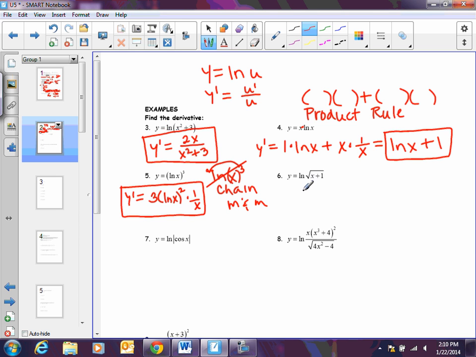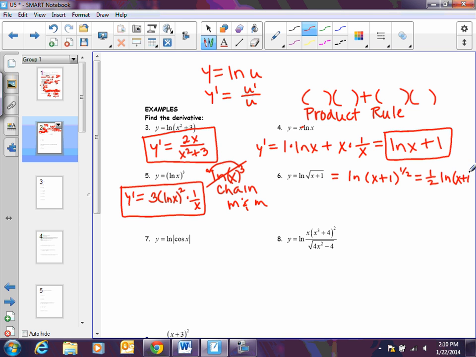Okay. Number 6. I'm going to do one little thing to maybe make this more obvious. This is a problem where the power is only on the log argument. So log property, or just take the derivative? Log property. Just move the 1/2 to the front.